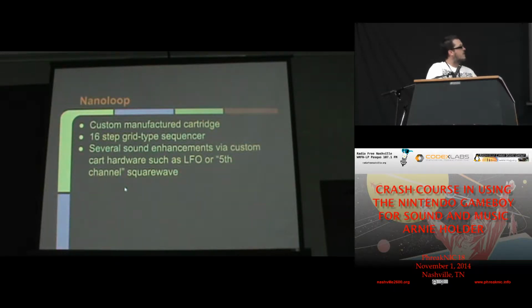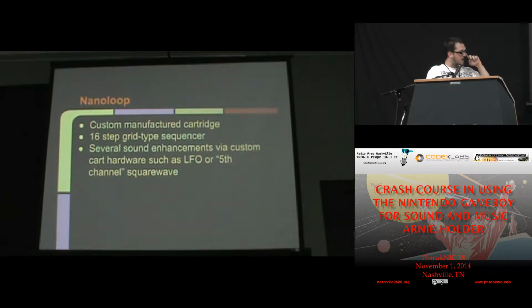So first one I want to talk about is Nanoloop. Like I said, it's a 16-step grid sequencer. It still is released on custom cartridge hardware. And the custom cartridges, I didn't bring one up here with me. There's been several different versions over the years, and on different cartridges there were different enhancements added.